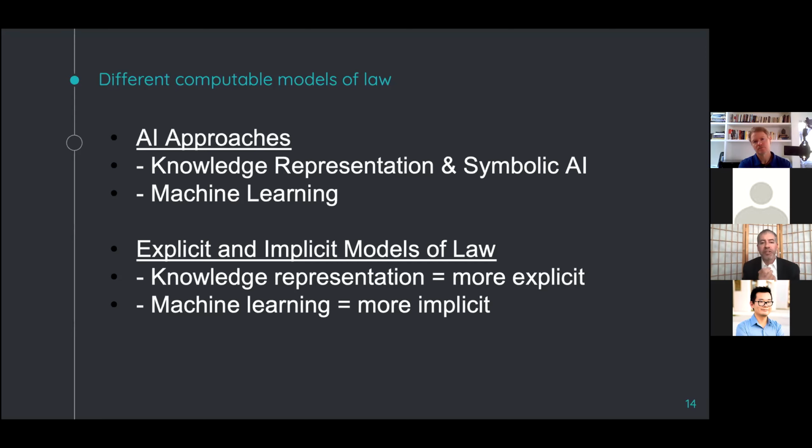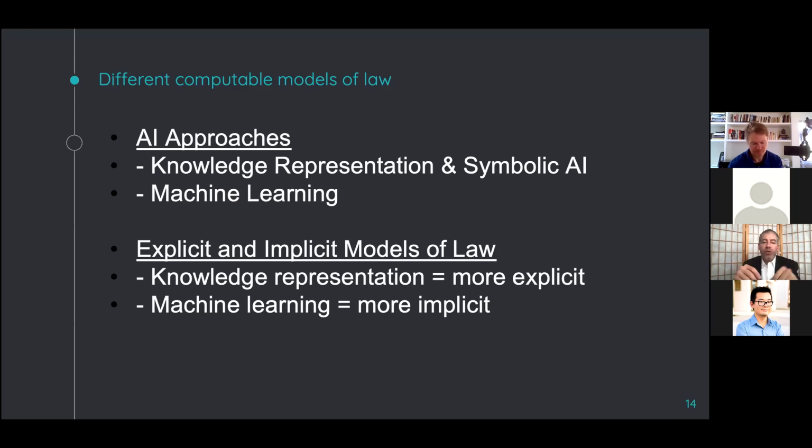I think the main difference is the explicitness or implicitness, the degree to which you're representing the law. So in the knowledge representation version of the law, like TurboTax, it's very explicit. The law has been sort of handcrafted, or the logic of the law has been manually represented by programmers.